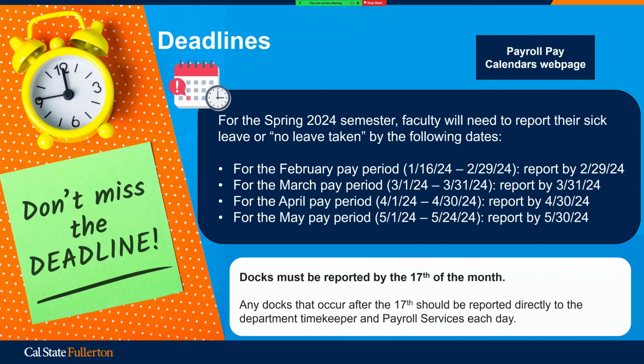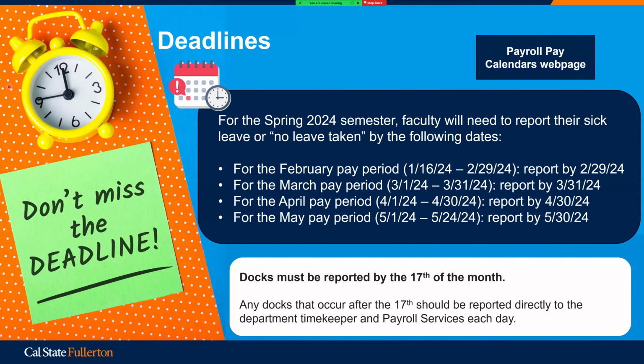Listed here are the deadlines for submitting your sick leave or no leave taken for the spring 2024 semester. Generally, your deadline will be the last day of each month, but keep in mind that January and February are combined into one pay period. So as we can see here, the February pay period begins January 16th, the beginning of the semester, and then ends February 29th. As for the rest of the months, they're pretty straightforward. They end at the end of the month.